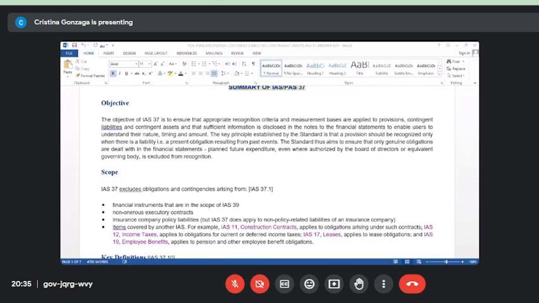Okay? So, kung probable, pag yan, liability, yung provision yan, probable eh. Paano kung possible lang? I-disclose mo lang sa note. Paano kung remote? No disclosure necessary.